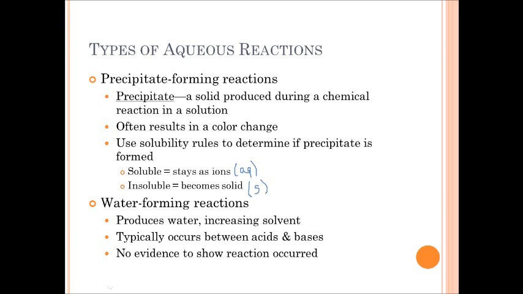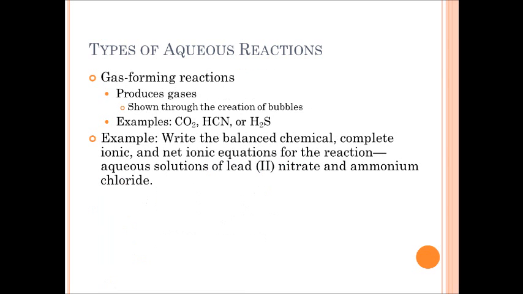The other type of reaction you're going to see is one that produces water. You're going to increase your solvent, and you can't really see this other than, like, say, measuring the pH. This typically happens between acids and bases. Alright, and then the third and final type of reaction you're going to see is going to produce gases. A lot of times you'll see bubbles with this. The most common type of gas you're going to see in here is going to be carbon dioxide, and occasionally like hydrogen. Hydrogen cyanide gas and hydrogen sulfide gas are not as common.